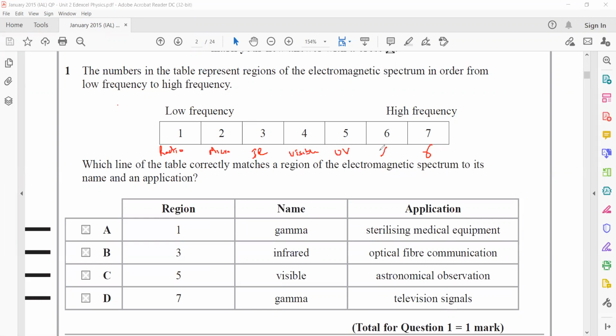ultra, and X-ray. So region 1 is not gamma. Region 3 is infra, that's true, and it can be used in optical fiber, that's also true. Region 5 is not the visible one, and region 7 is gamma, but that is not used in television signals. So B is the right answer.